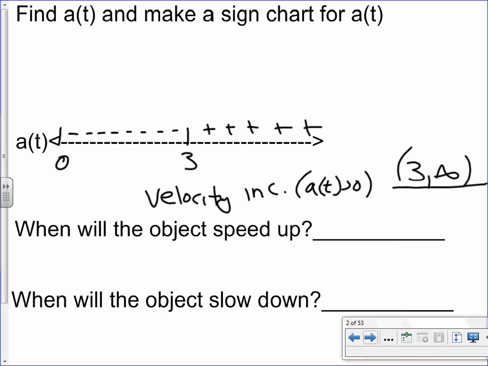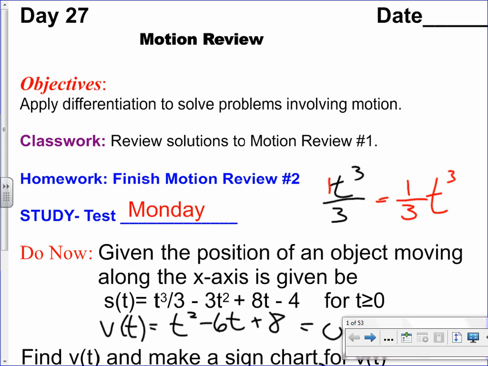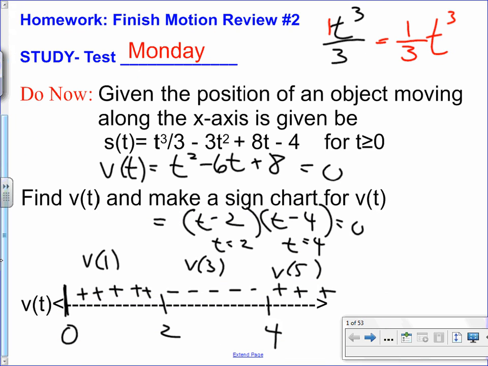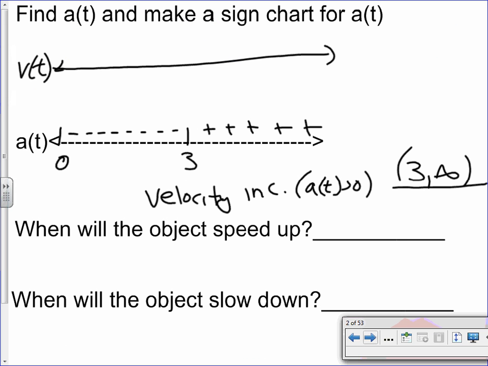Now, I'm just going to copy my sign chart for velocity right above it so we can see. Our velocity sign chart, let me just take a look back here. Okay, positive, negative, positive, at 2 and 4. So they both start at 0. Line them up, it makes it easier. So 2 would be about here, and 4 would be somewhere over here. This one went positive, negative, positive.